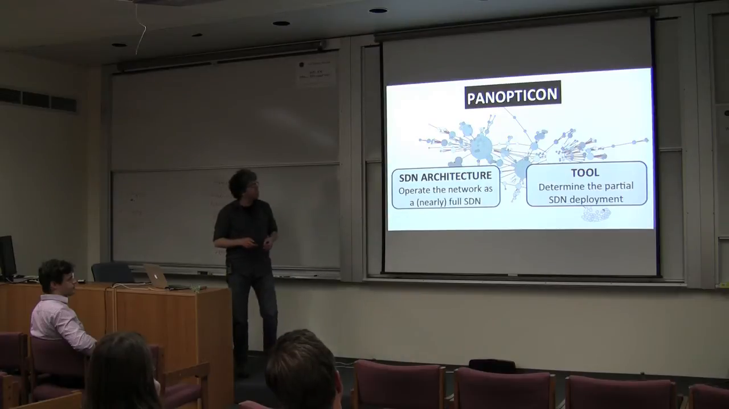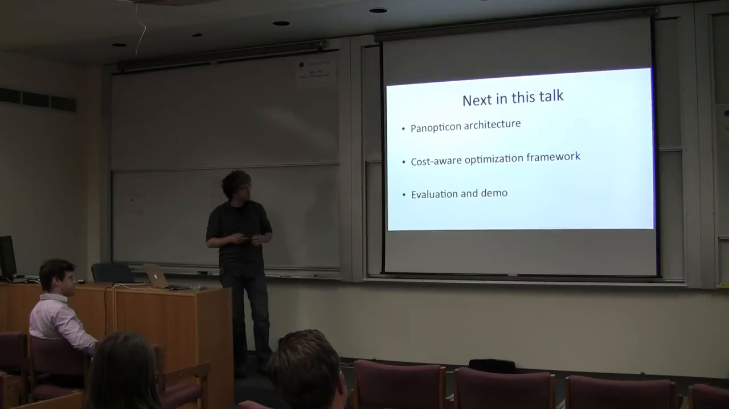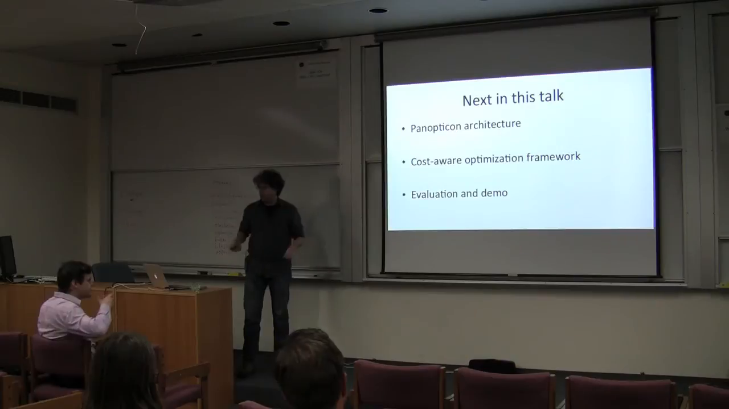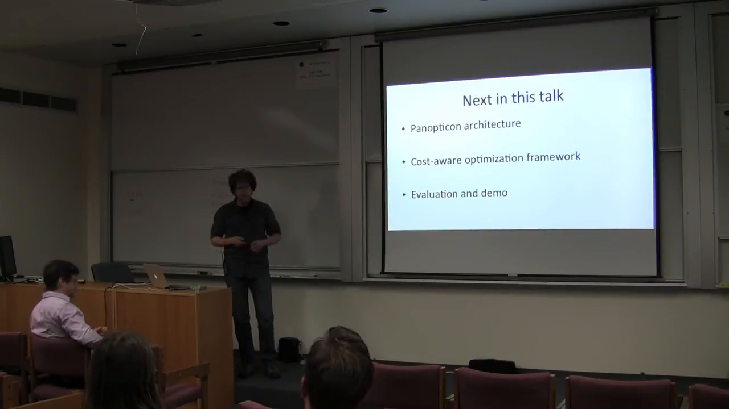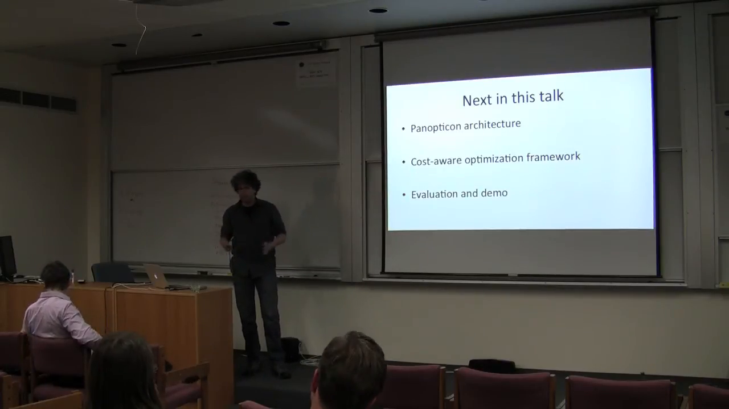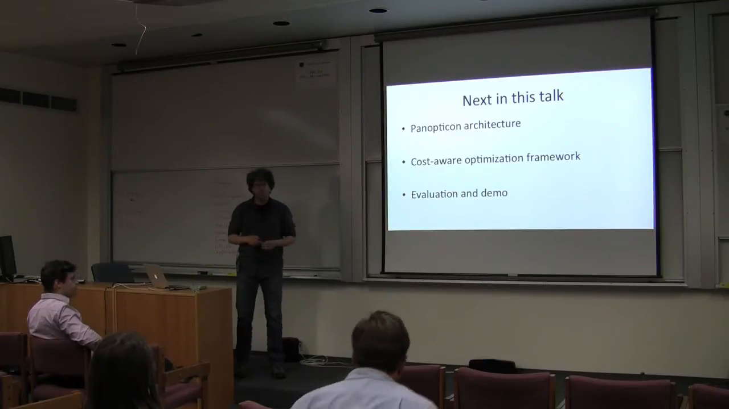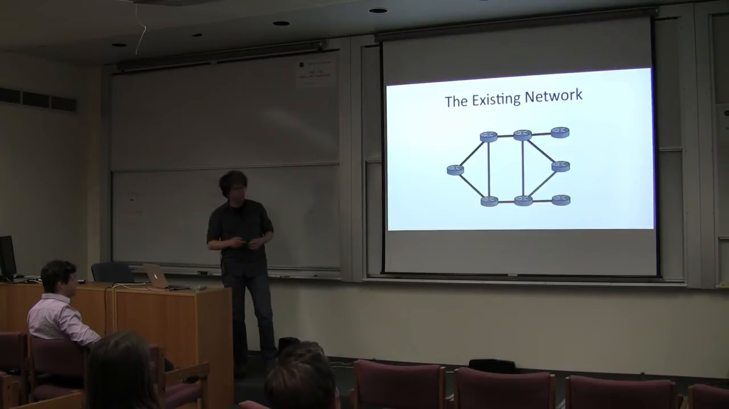I'll show you what I mean by that by going through an outline of the rest of this talk. So I'm going to describe a little bit about what the Panopticon architecture is. Then I'm going to talk about the cost optimization framework, the planning tool that we use to decide how to upgrade and integrate SDN devices into the existing legacy network. And then I'm going to give an overview of the evaluation that we ran over a real enterprise network with packet level traces and show you how SDN actually works out. So I'm going to jump next into the architecture.